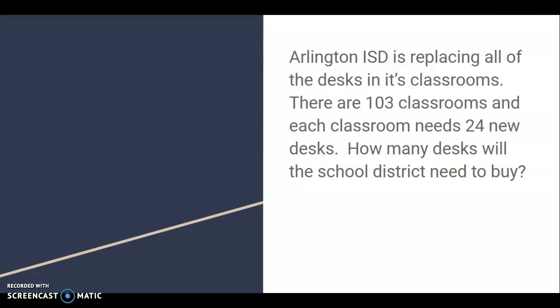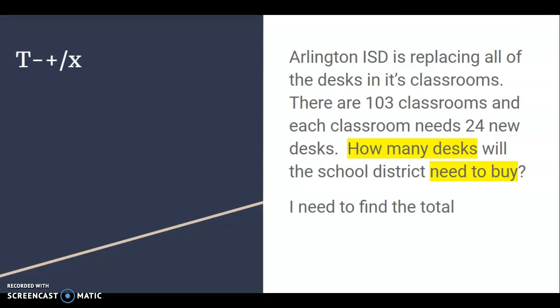Well, if you remember from what we did last week, the first thing we want to do is look at keywords and other things that help us to see whether we know the total or whether we're trying to find the total. So when I see words like how many desks and they need to buy, that tells me that I need to find the total. I don't know the total yet. And so based off of the notes that you took last week, if I don't know the total, then that means that my options are to add or multiply to find the total.